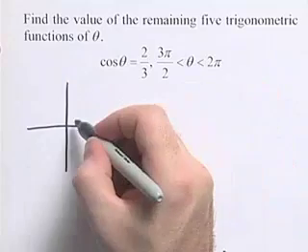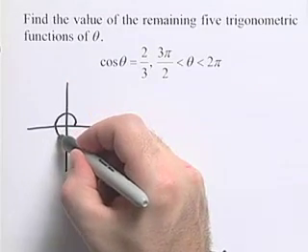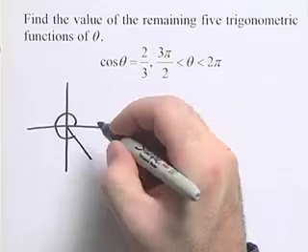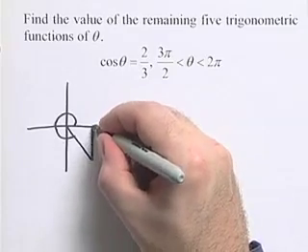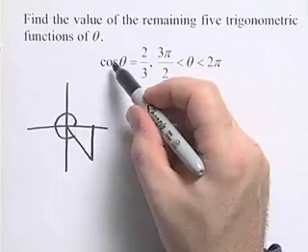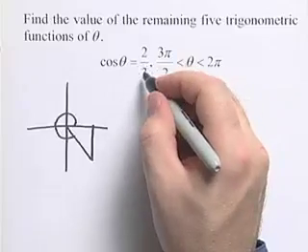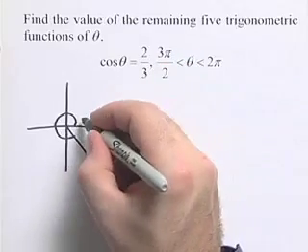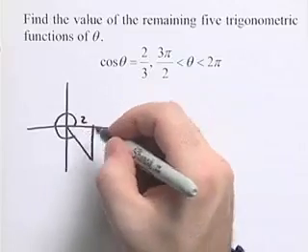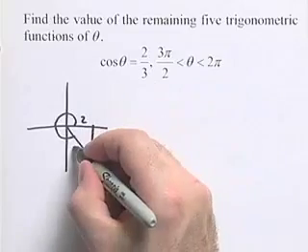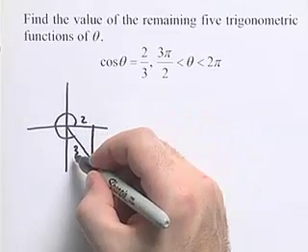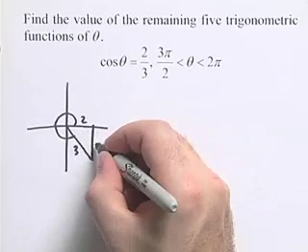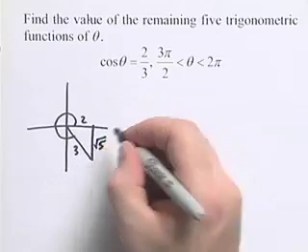Since theta is in quadrant 4, we're going to draw an angle that terminates in quadrant 4, draw a terminal side. We're going to actually make a right triangle here. Cosine of theta is equal to the adjacent side over the hypotenuse. So we're going to write that the length of this side is 2, that's the adjacent side, and the length of the hypotenuse will be 3. From the Pythagorean theorem, we know that the remaining side should have a length that's the square root of 5.